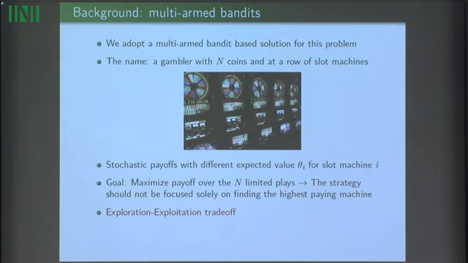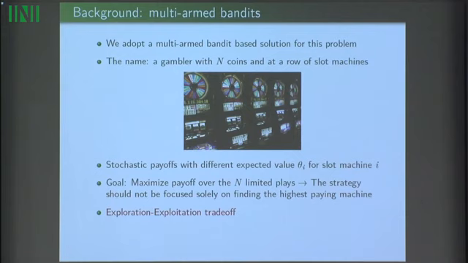The name multi-arm bandits comes from this game of a gambler arriving at Vegas with N coins and a row of slot machines. And he's allowed to play any of the slot machines. Some slot machines are higher paying than others. So in expectation, they pay more if you play a coin in one of them, right? You just don't know which one is higher paying, right?